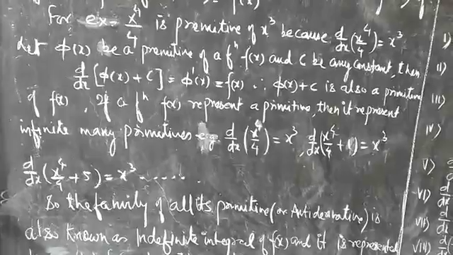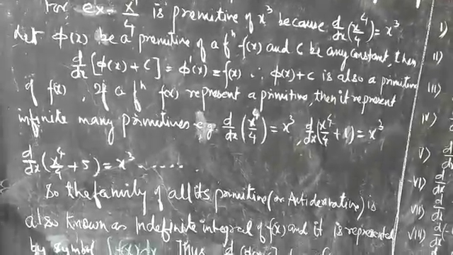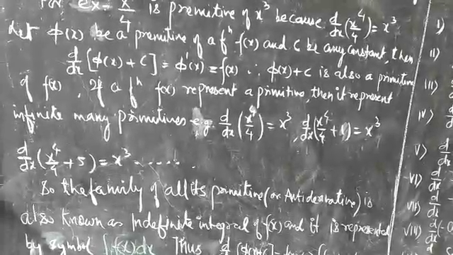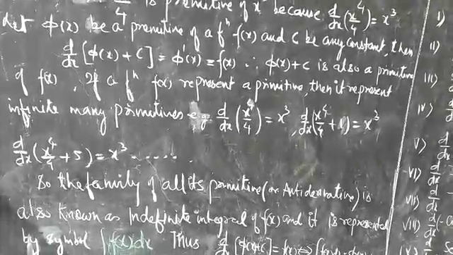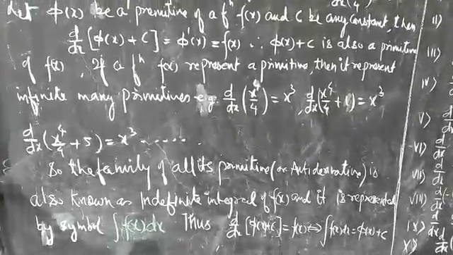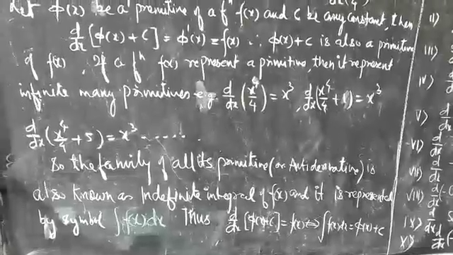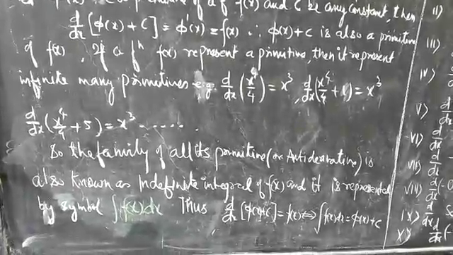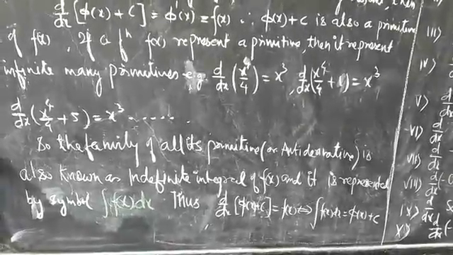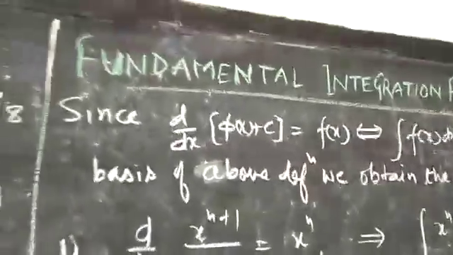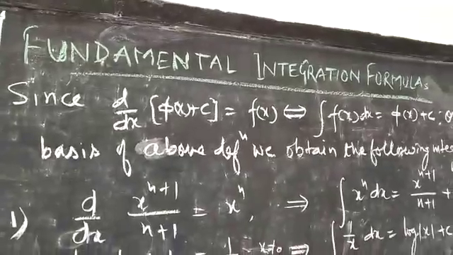So the family of all its primitives or antiderivatives is also known as the indefinite integral of f x, and it is represented by the symbol integration of f x dx. Thus, d upon dx of phi x plus c is equal to f x if and only if integration of f x dx is equal to phi x plus c. On the basis of this, you can see the next topic, fundamental integration formulas.